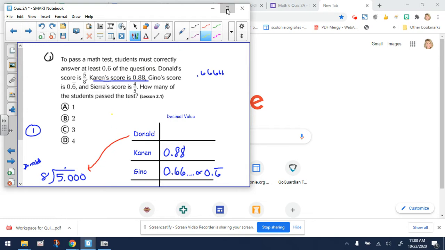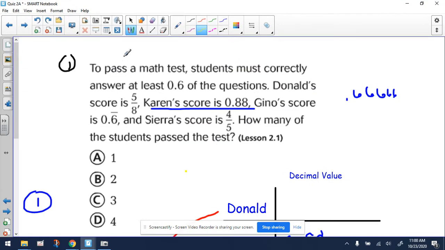So this is quiz 2A. Question number 1 says, to pass a math test, students must correctly answer at least 6/10 of the questions. Donald's score is 5/8. Karen's score is 88/100. Gino's score is the repeating 6/10. And Sierra's score is 4/5. How many of the students passed the test?